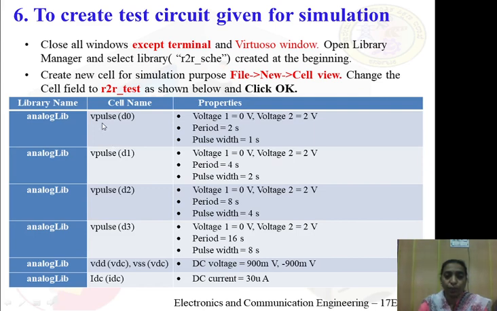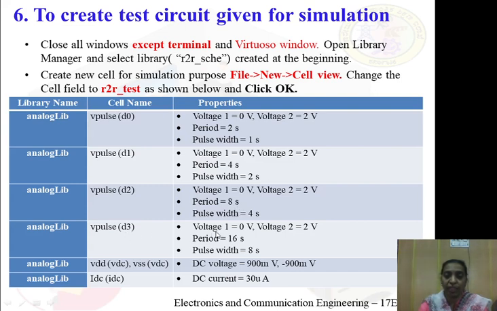For the inputs D0 to D3, we should provide digital input. Here D0 is given as V1 equal to 0, V2 equal to 2 volts, with a period of 2 seconds and pulse width equal to 1 second, that is equal pulse width. The on and off will be equal to 1 and 1 second. For D1 also 0 and 2 volts are given. The total period will be equal to 4 seconds with on and off equal to 2 seconds each. For the data input D2, the data is given as 0 to 2 volts and the period will be equal to 8 seconds.